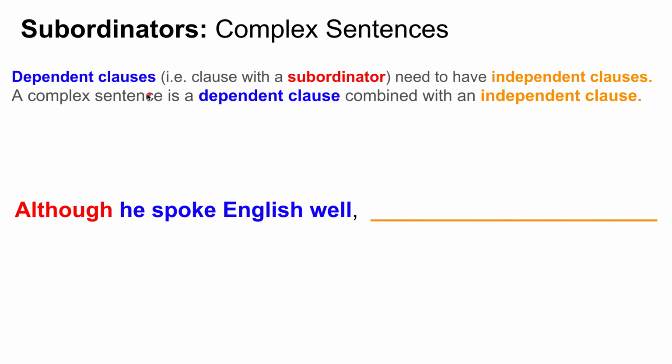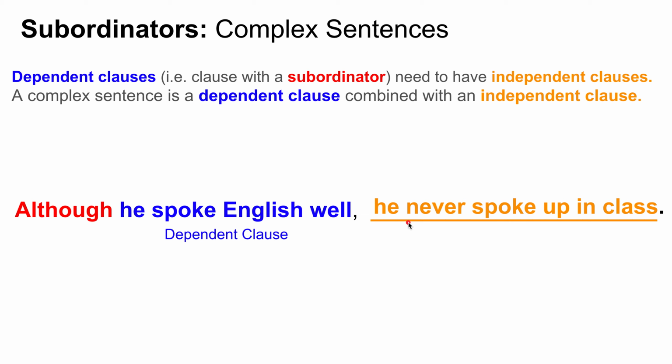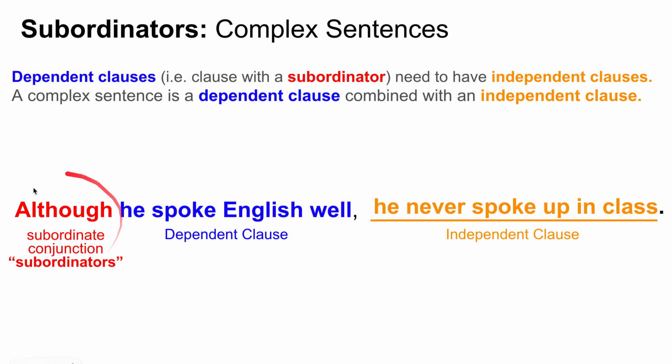But moving on, dependent clauses, that is a clause with a subordinator, need to have an independent clause, and that is a complex sentence. A dependent clause combined with an independent clause. So, although he spoke English well, dependent clause, he never spoke up in class, independent clause, and all of this is a complex sentence. We have our subordinator or subordinating conjunction, and all of this is a dependent clause because of the subordinator.